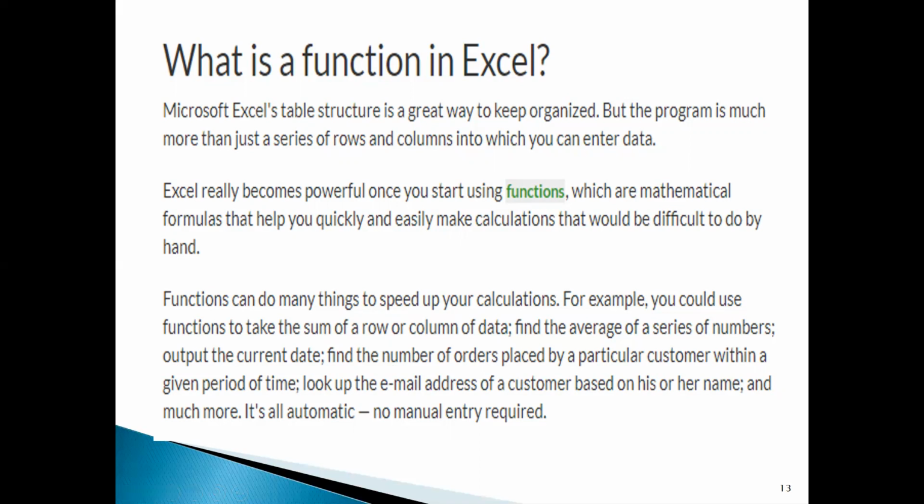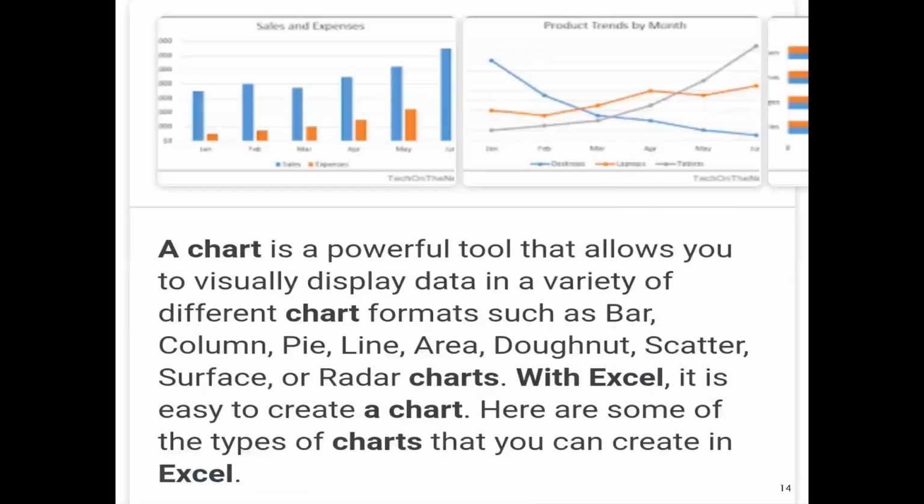sorted order. The next thing which we had learned in Excel was the different charts. Now, a chart is a powerful tool that allows you to visually display data in a variety of different chart formats. Chart formats means the different types of charts like bar chart, column chart, pie chart, which is circular, line chart like this, and area chart, which will be like, you must have seen a map.